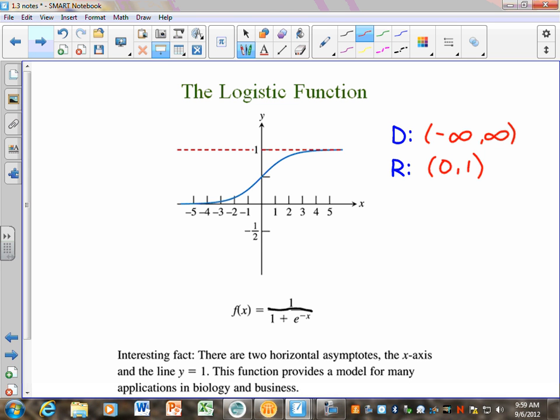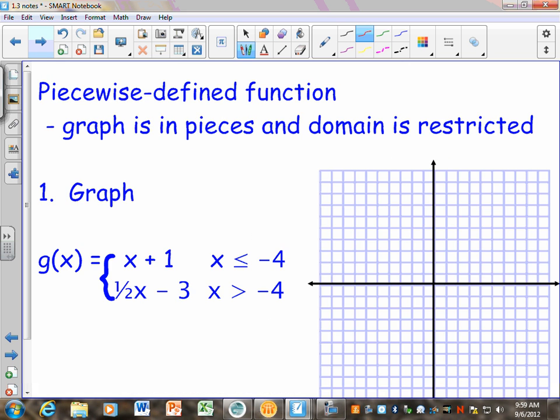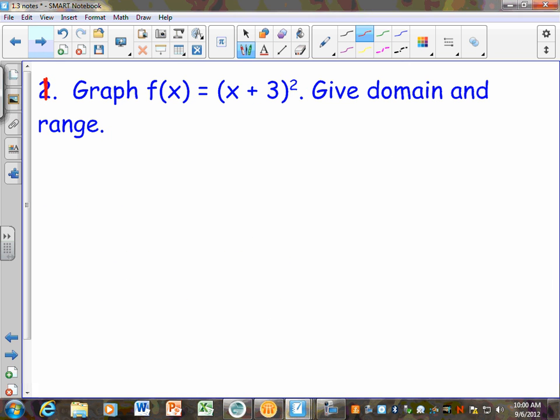So now let's graph some different versions. I have a piecewise function here, but we're going to skip that one first. We only have like 6 minutes left. And we just did piecewise yesterday, and I feel like we'll be good with piecewise. So let's make this number 1.